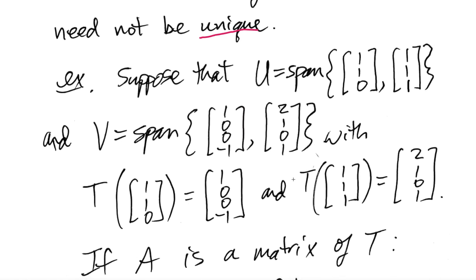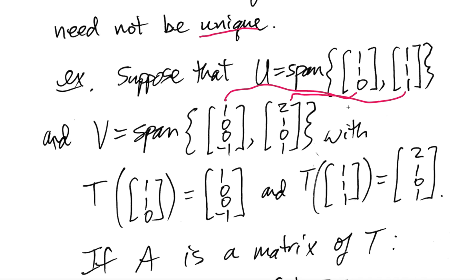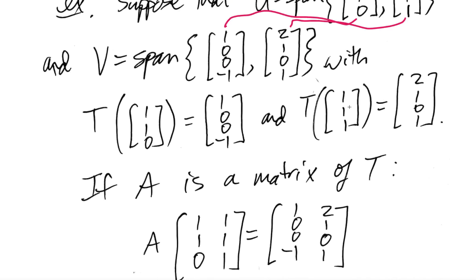Now I'm going to imagine a linear operator between the two of them. T maps (1, 1, 0) onto the first vector there, (1, 0, 0, -1), but T of (1, 1, 1) is (2, 1, 0, 1). So I just map this one into this one and this one into this one, and I'm going to make it a linear map here. What would the matrix of A be?